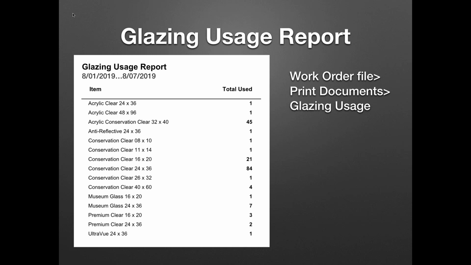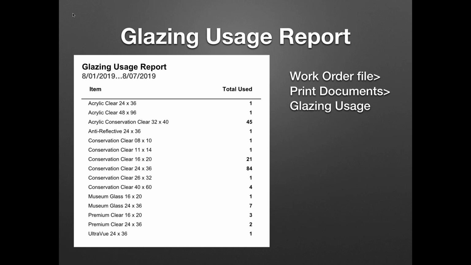And then you can take a look at this information, and when we get into the glass pricer, you're going to say, okay, this is the type of glass that I use the most. I want it to be my most profitable. You can also take a look at this report and say, if I'm using the Conservation Clear 24 by 36, and I am not ordering that size, and yet I had 84 sheets of it that I used, then I should be ordering that size. So it's going to give you a lot of information that's going to help you to make better decisions in ordering your glass and using the sizes that you have.